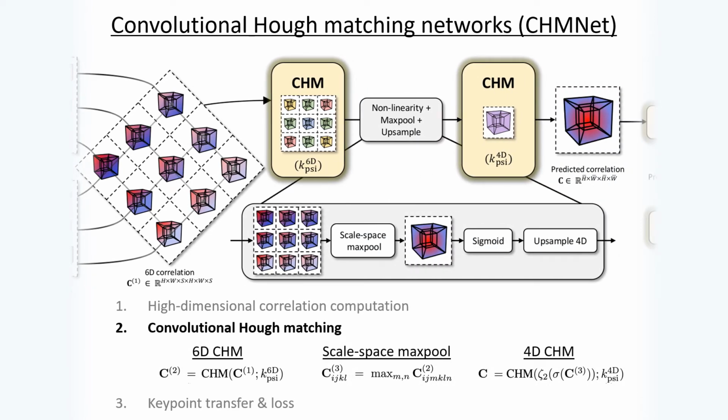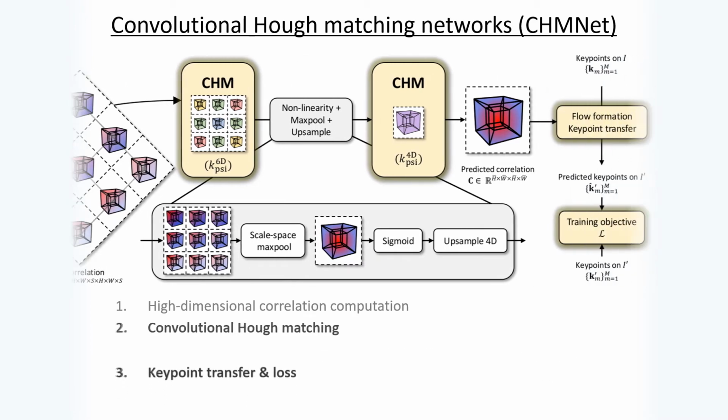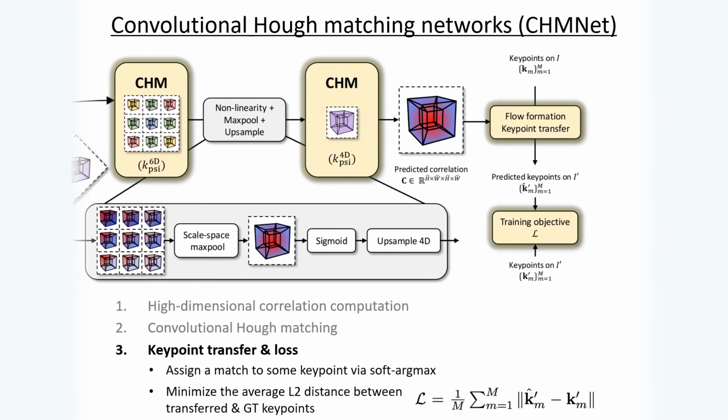Next, a CHM layer with 6D position-sensitive isotropy kernel takes the correlation tensor to perform Hough voting in the space of translation and scaling. We then perform max pooling to select the most dominant vote among candidate match scores in the scale space, and proceed with another 4-dimensional convolutional Hough matching. The output correlation tensor is transformed into a dense flow field by applying soft argmax. Then, our training objective minimizes the Euclidean distances between the predicted and the ground truth key points.